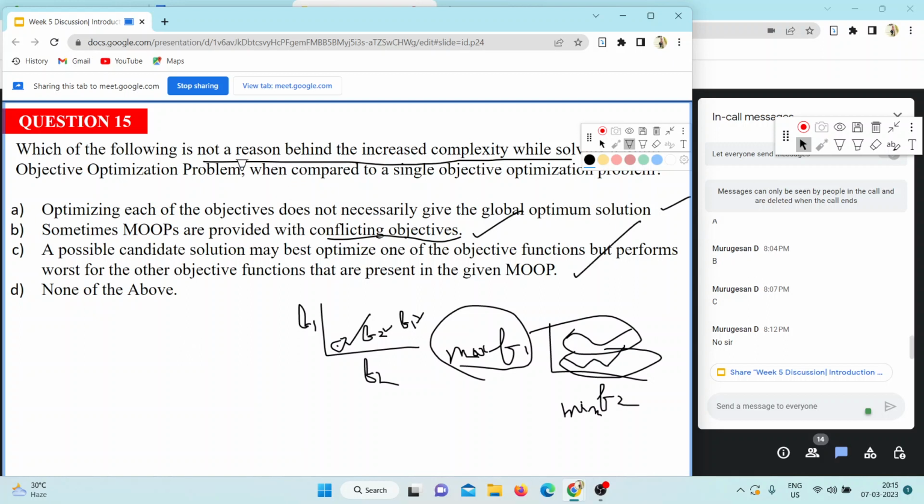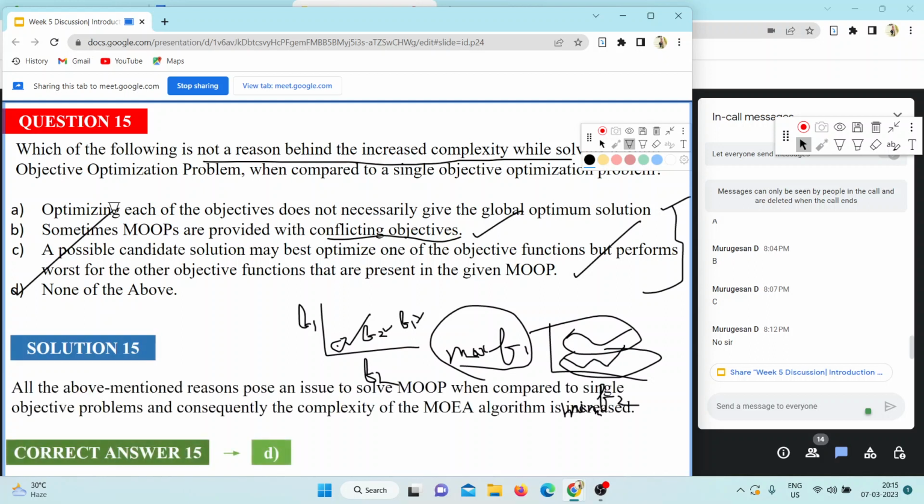So we have to find actually which one of the following is not a reason behind increased complexity. So all these 3 points are the reason for increased complexity for your multi-objective optimization. So answer D is correct.